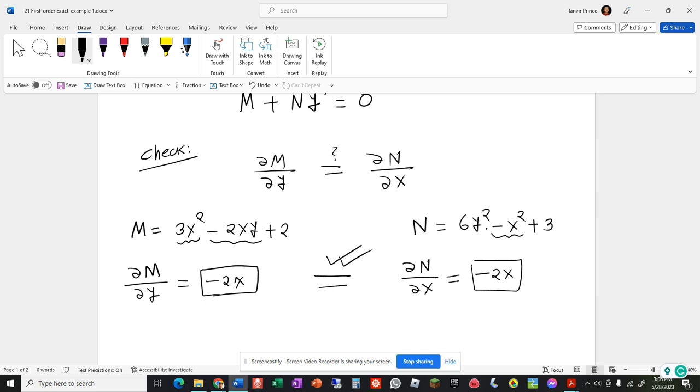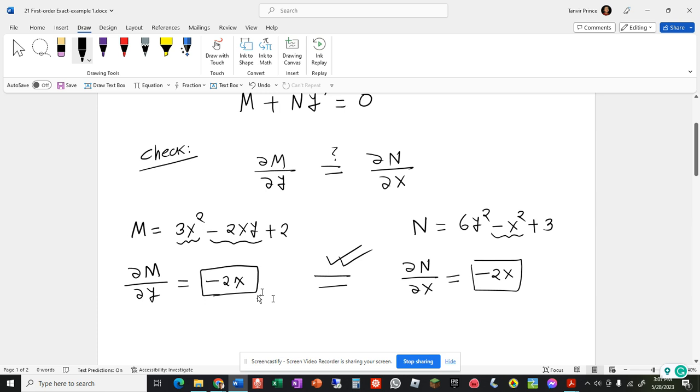So now we can go ahead and find the function phi. If at this point I get negative 2x and something else, which are not equal to each other, then we have to stop and say that this differential equation is not exact. So we cannot solve it this way. We have to use some other method. But right now they are exact.